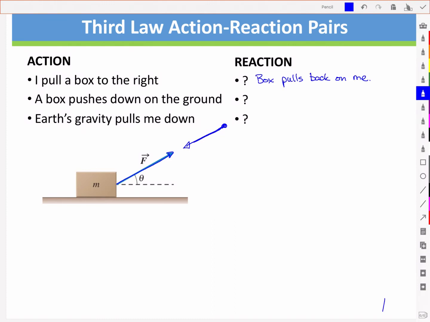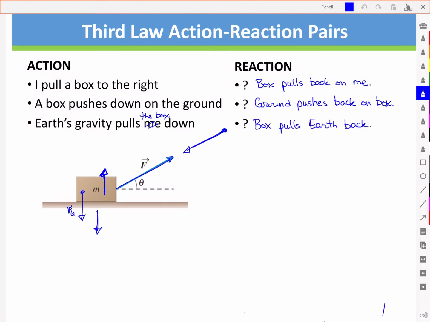A box pushes down on the ground. So the box exerts a force on the ground, and the ground exerts a force upward, that normal force. Earth's gravity pulls the box down, so now we have the gravitational pull on that box, and so the box pulls the Earth back.